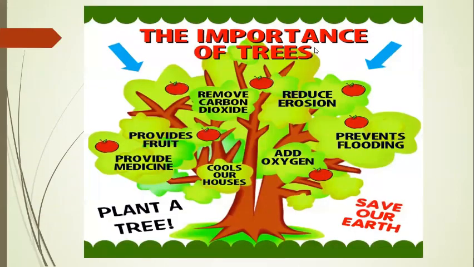So now let's have a short review. You've learned already the importance of trees. They remove carbon dioxide, provide fruit, provide medicine, reduce soil erosion, and of course, trees prevent flooding, add oxygen and cool our houses. So children, if you have a chance, plant a tree to save our earth.